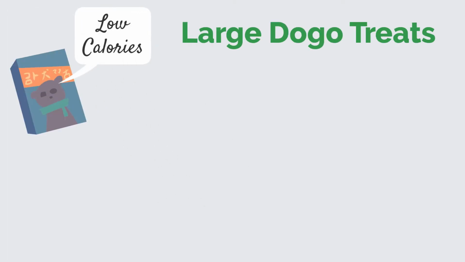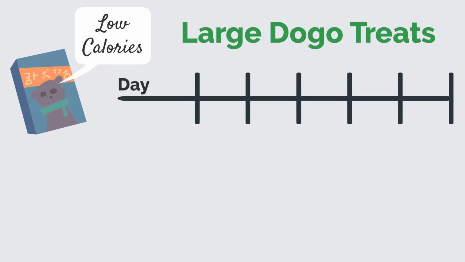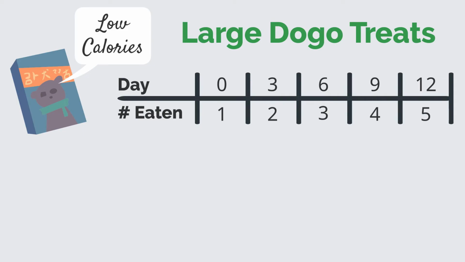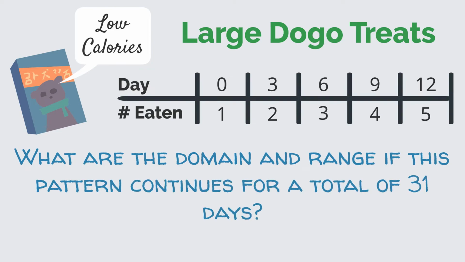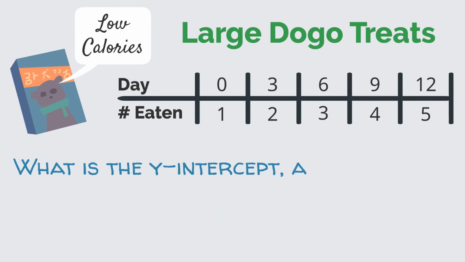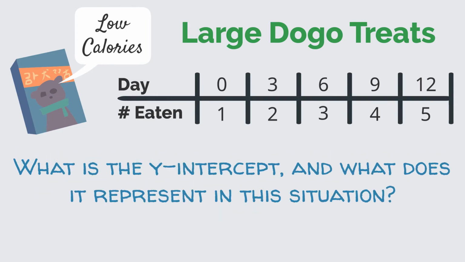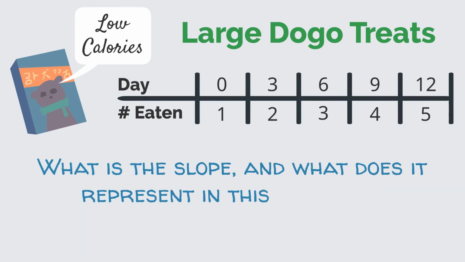I found some large biscuits that Random likes. When I first bring them home, I give Random one biscuit. Then she gets one biscuit every 3 days, as shown in the table. If I follow this pattern for a month with 31 days, what are the domain and range? What is the y-intercept and what does it represent? What is the slope and what does it represent?